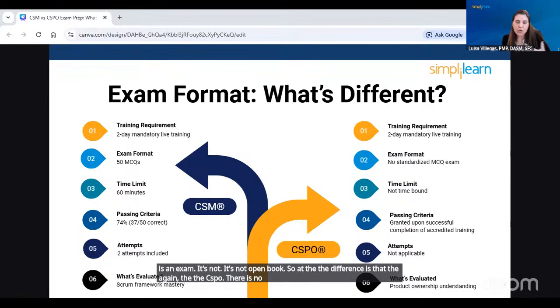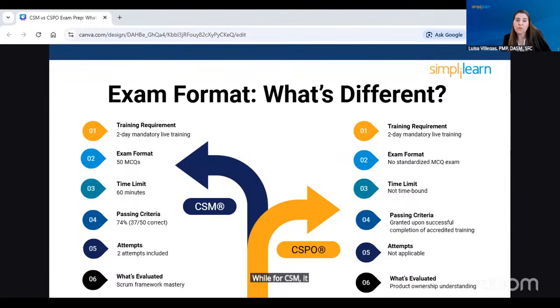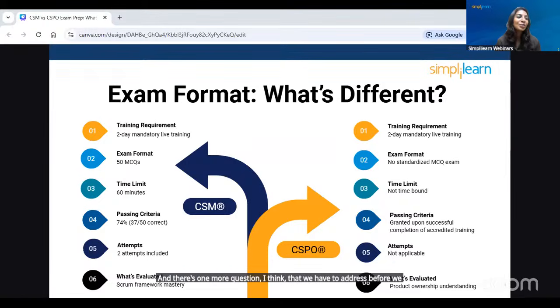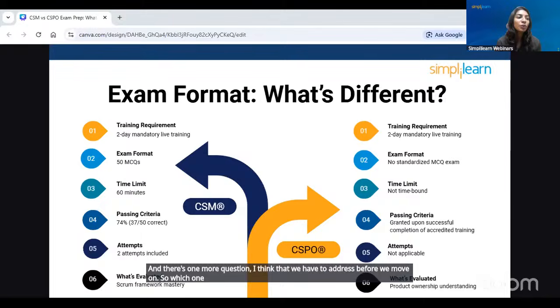So you're going to be working more interactively, doing exercises, role playing, case scenarios during the training, while for CSM, it is a formal exam. And there's one more question I think that we have to address before we move on. So which one of these goes more hand in hand with PMP?